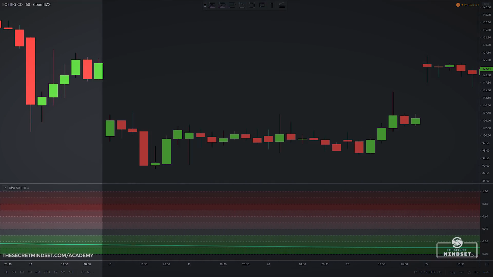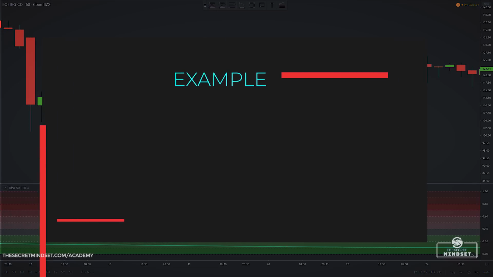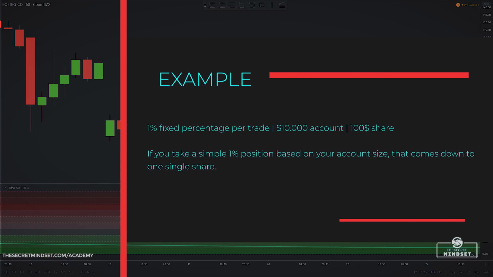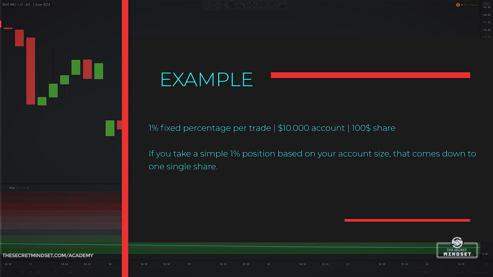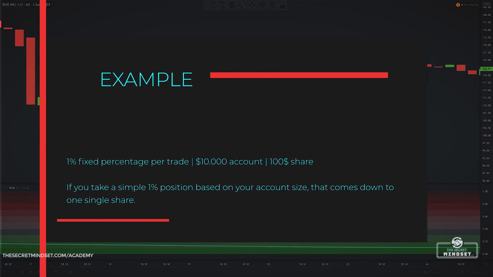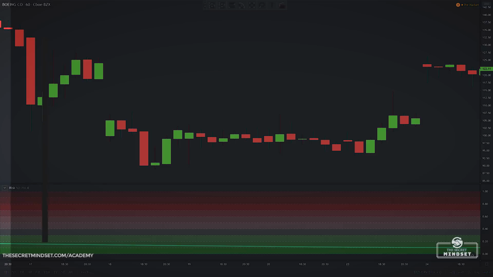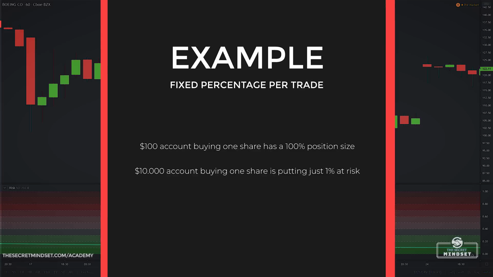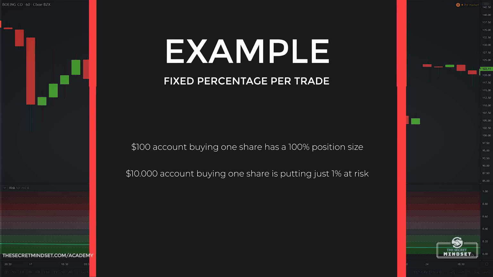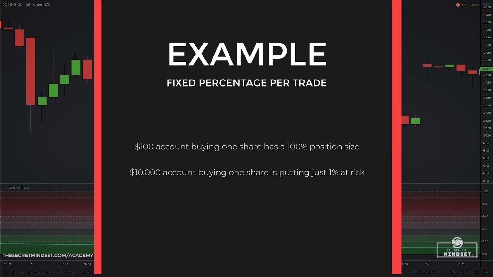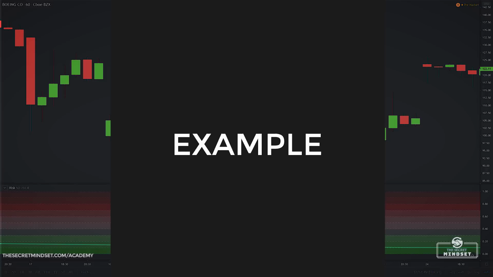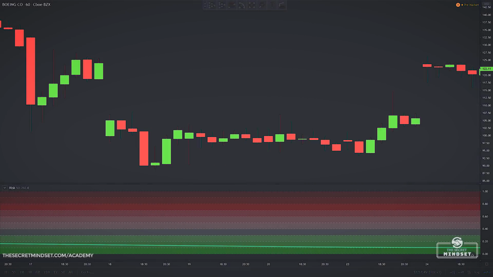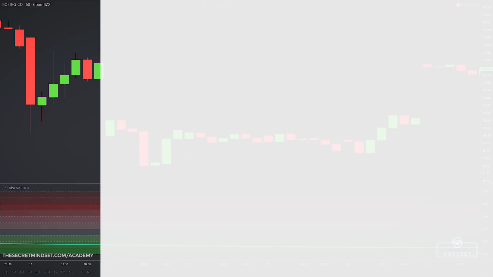To use a simple example of fixed percentage position sizing, let's take again a $10,000 account size and a $100 stock. If you take a simple 1% position based on your account size, that comes down to a single share. You may be thinking you are no better than a person with a $100 account buying one share. The difference is that the $100 account holder has a 100% position size, while the $10,000 account holder is putting just 1% at risk. Which position size allows a trader to sleep better at night? Of course, the second one.